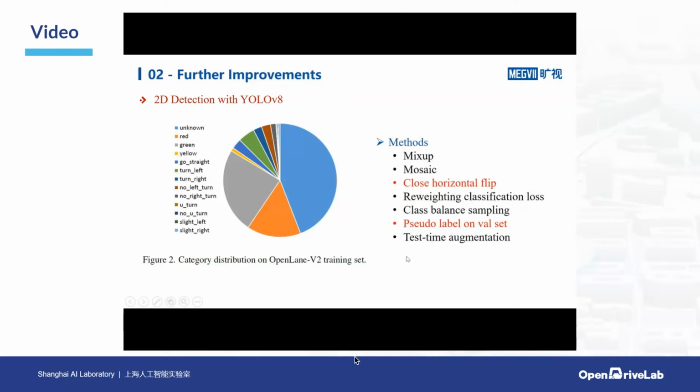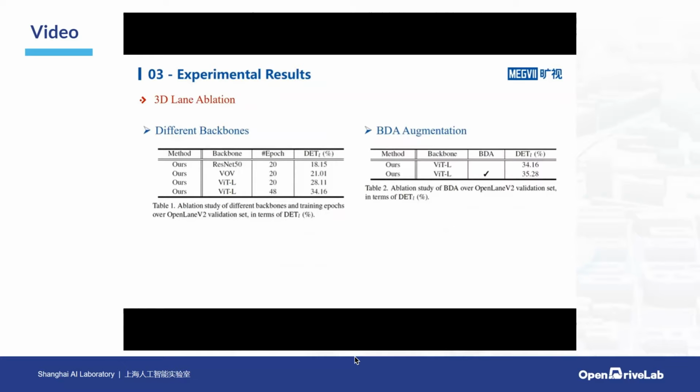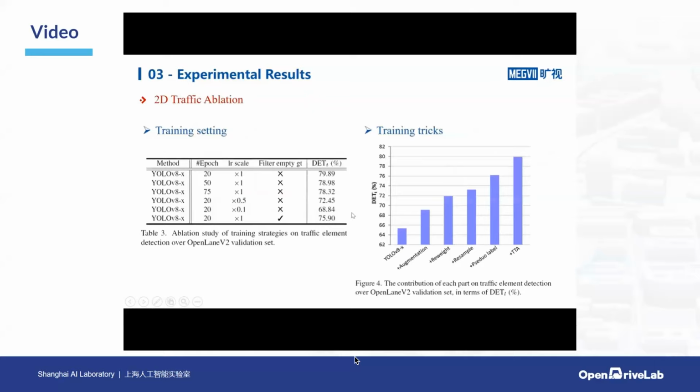Following are ablation studies and the detailed experiment results. Regarding lane prediction, increasing the scale of the backbone leads to an improvement of model performance. Especially, VIT-Large achieves a 10% improvement compared to ResNet-50. Moreover, extending the training duration gives an additional 6% improvement. While using data augmentation contributes a 1% increase. And the ablation study for traffic detection.